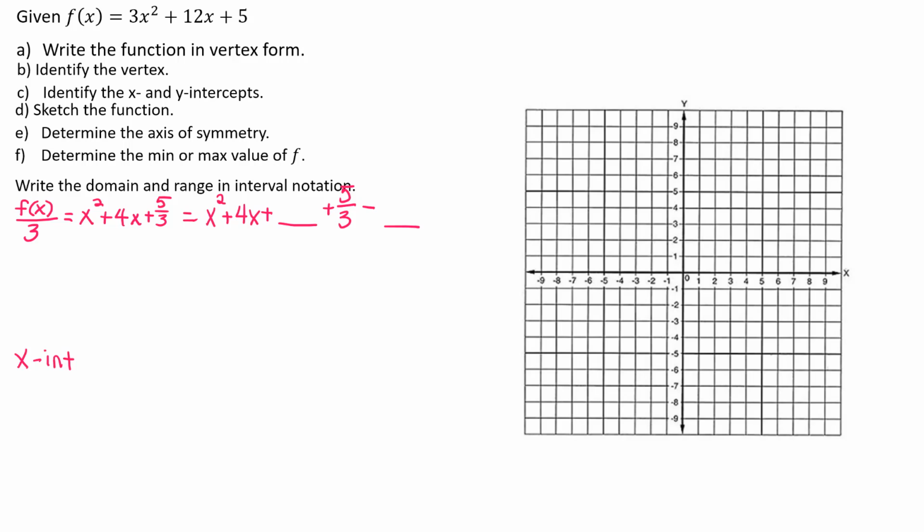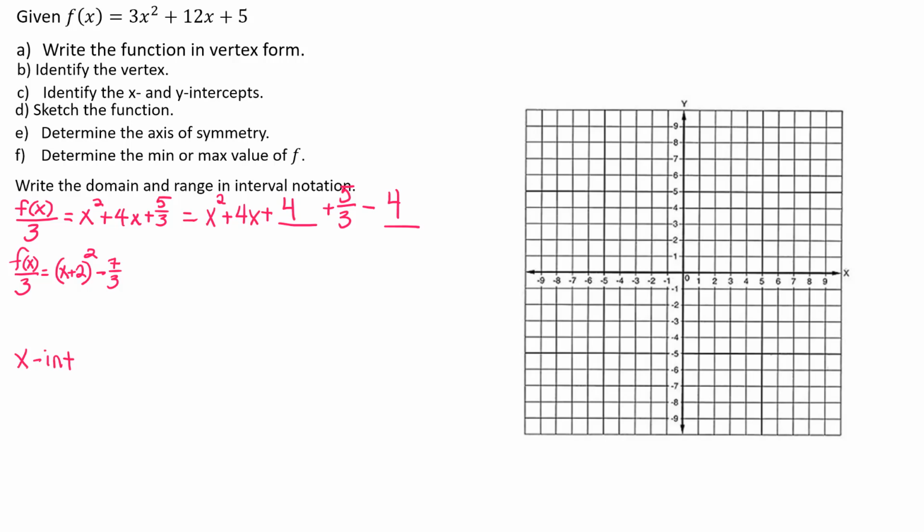We're adding it, then subtracting it, so it just isn't really there. So remember, we take half the x coefficient, so that's 4 divided by 2 is 2, and then we square it. So we add 4 and also subtract 4. And that means that f of x over 3 is (x plus 2) squared minus 7/3.